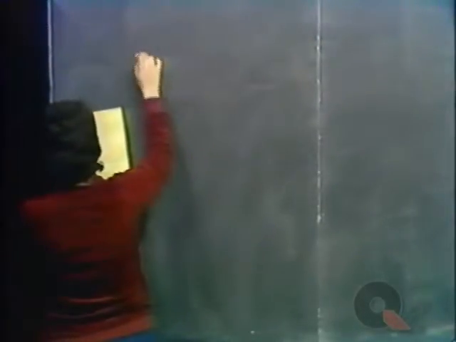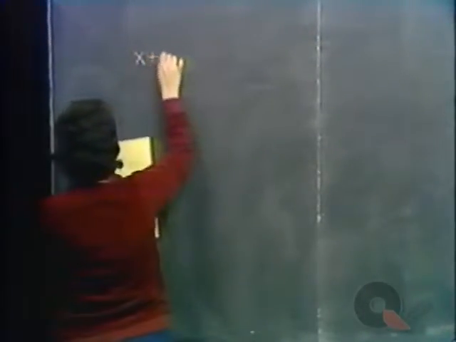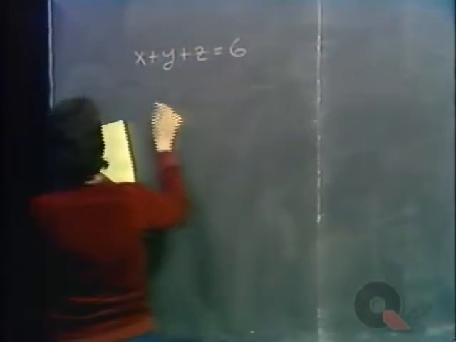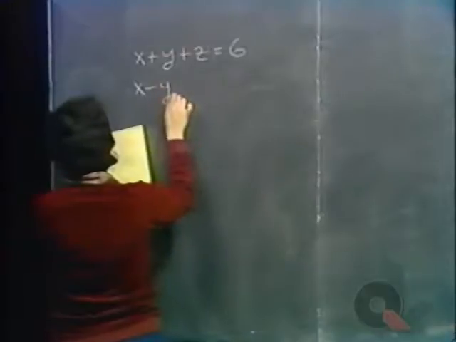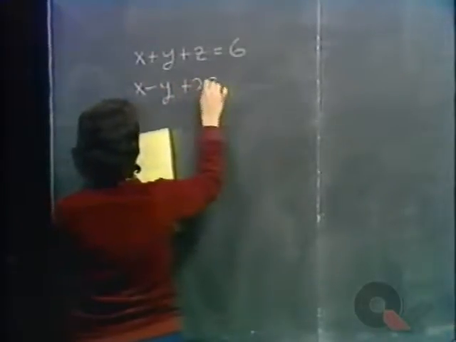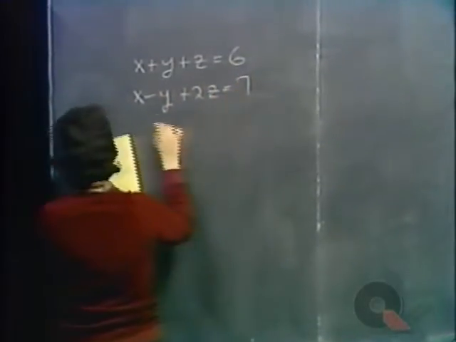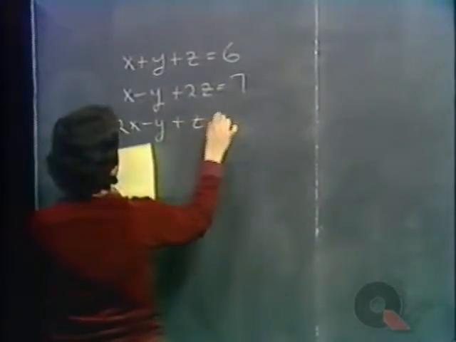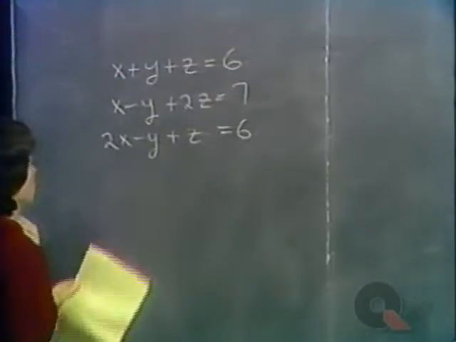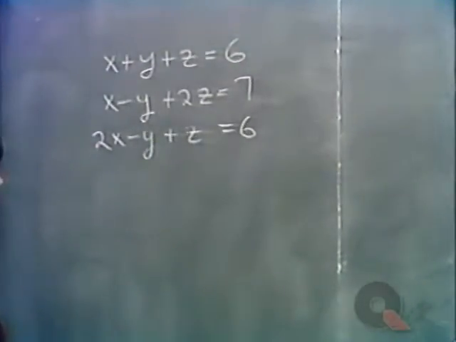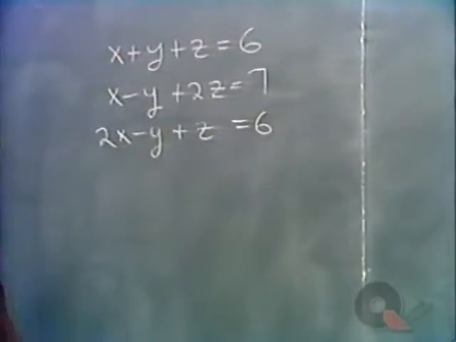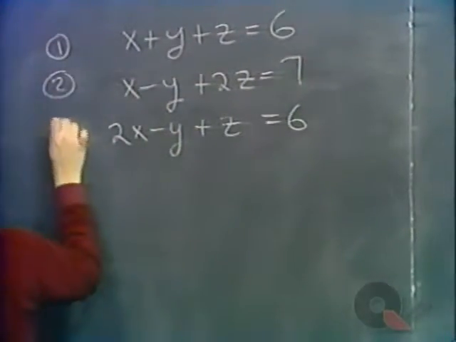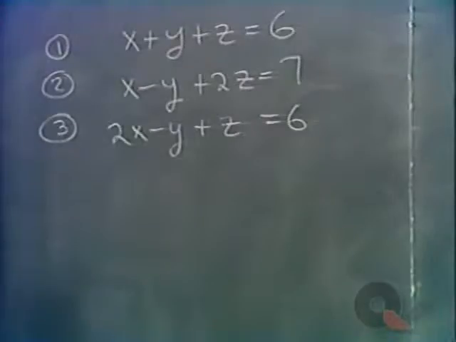Okay, let's consider this system of equations. x plus y plus z equals 6. x minus y plus 2z equals 7. 2x minus y plus z equals 6. We have a system, 3 equations in the same 3 variables, x, y, and z. Let's label these equations 1, 2, and 3 for future reference.